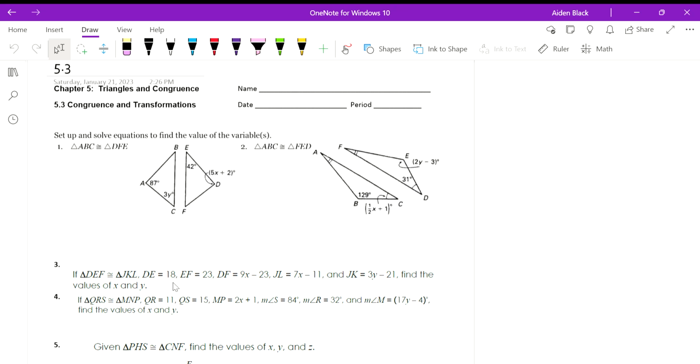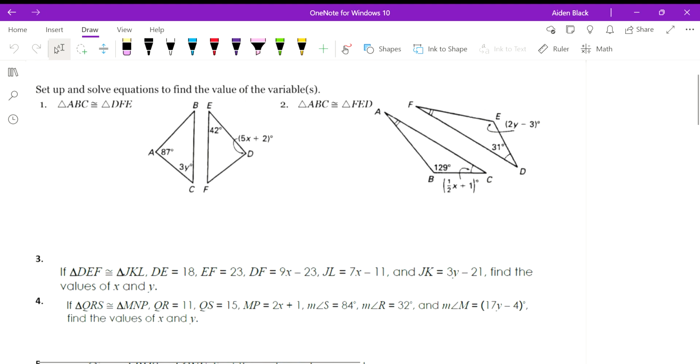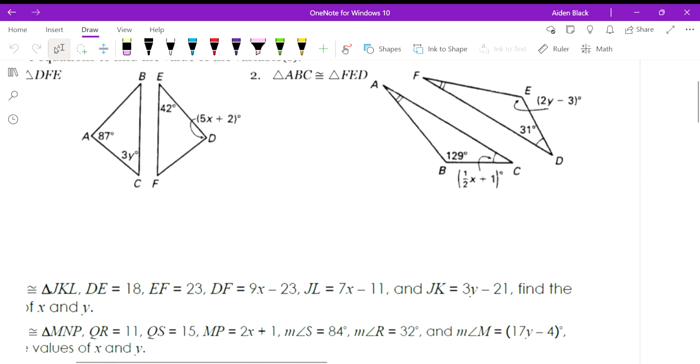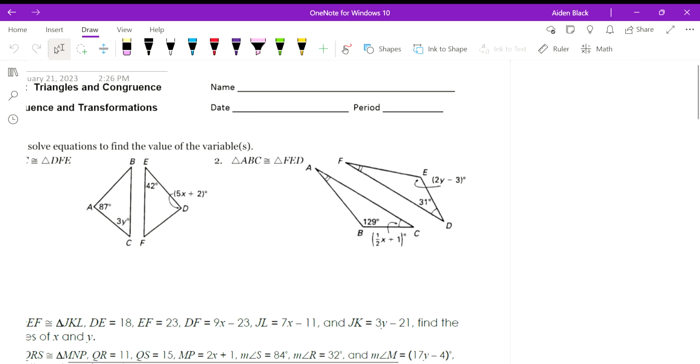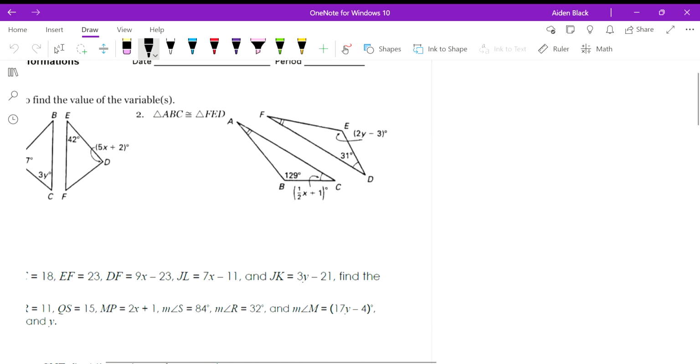Hi all, we're working on 5.3 congruence and transformations. Let's start out with this question here. This is a good one. It says, set up and solve equations to find the value of the variables.